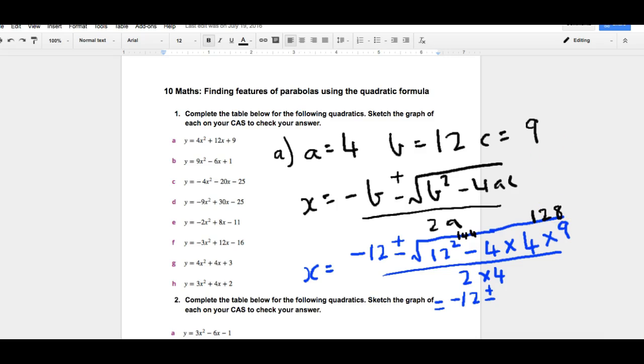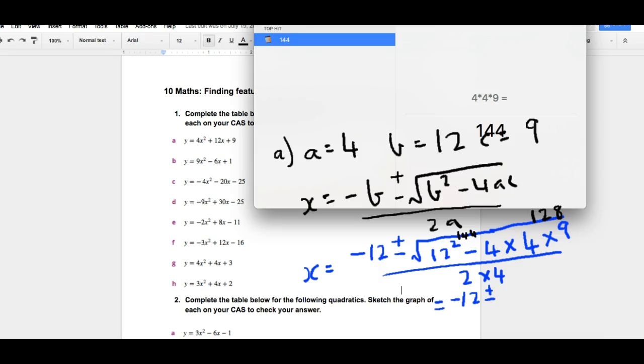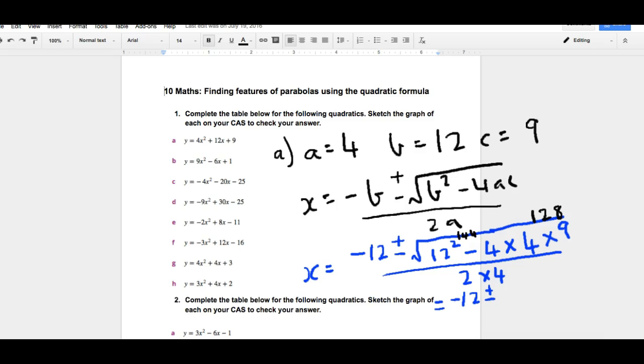So let's just double check on our trusty calculator. Okay, so 4 times 4 times 9, oh, 144. How did I do that incorrectly? You know, when I was doing it, I thought it was going to be 144. So let's just sort that out. I know what I did wrong. Okay, doesn't matter. All right, so 144, yeah.